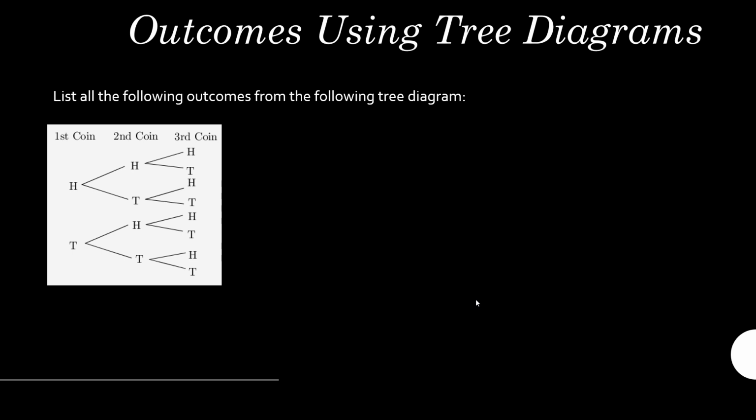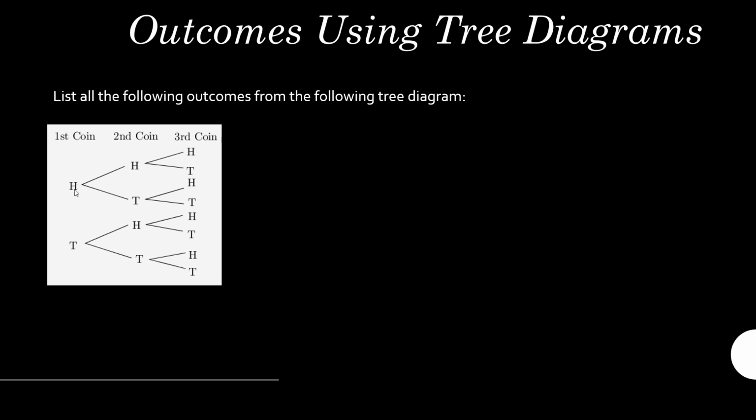Alrighty, outcomes using tree diagrams. So we want to list all the following outcomes from the tree diagram. When you are looking at a tree diagram, here I am flipping a coin 3 times, right? Here's the first time I'm flipping it, the second time, and the third time. To write all the possible outcomes, all you need to do is follow the branches.